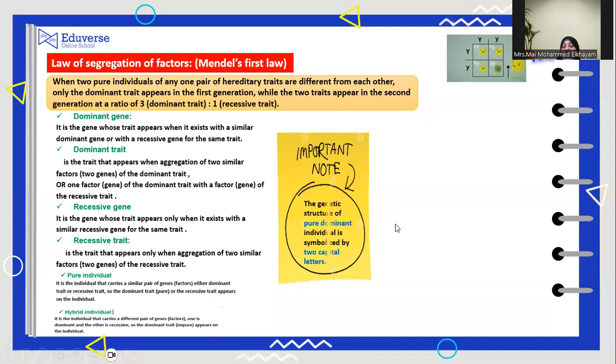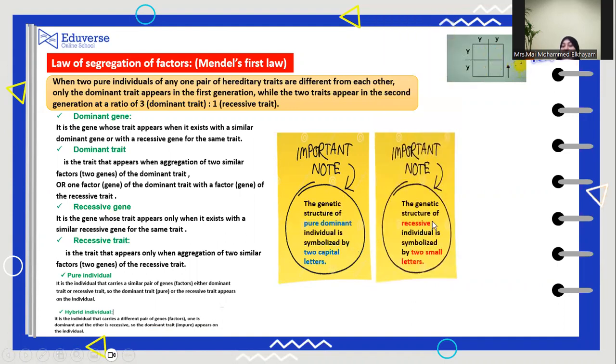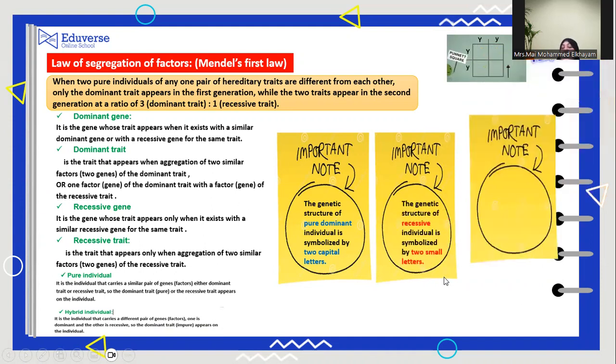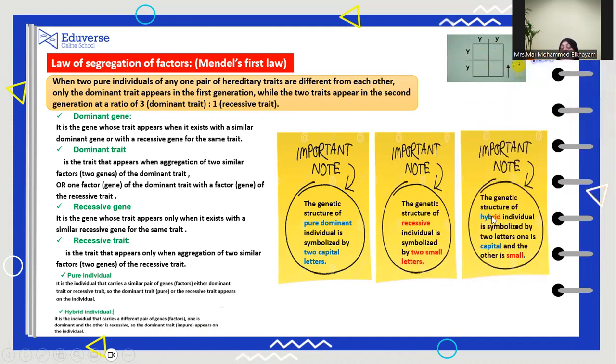Okay, an important note, the genetic structure of pure dominant individual is symbolized by 2 capital letters, while the genetic structure of the recessive individual is symbolized by 2 small letters. And the genetic structure of hybrid individual, can you see? Hybrid, half and half, is symbolized by 2 letters. One is capital and the other is small.